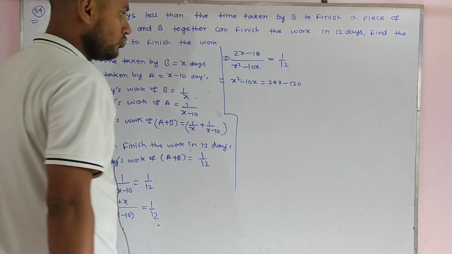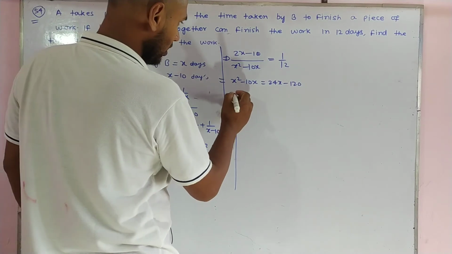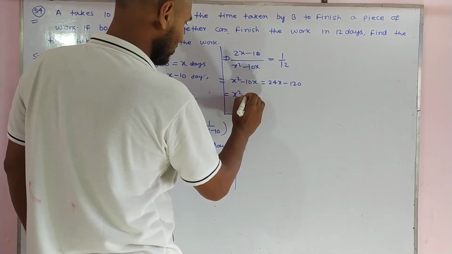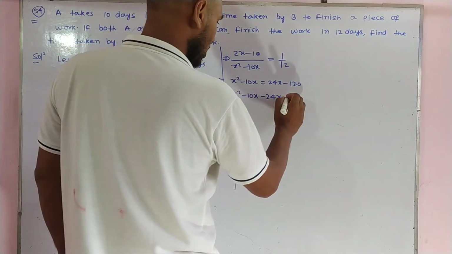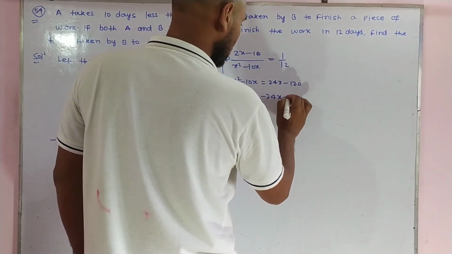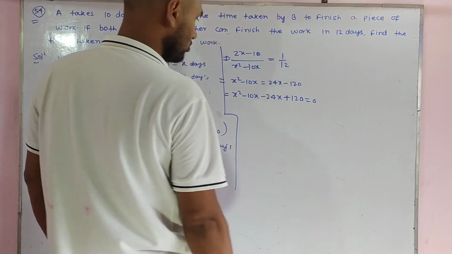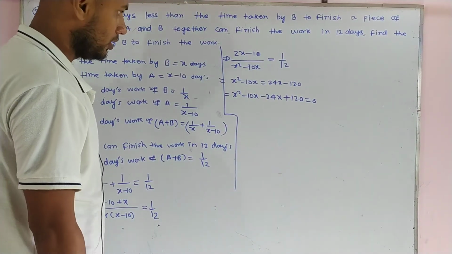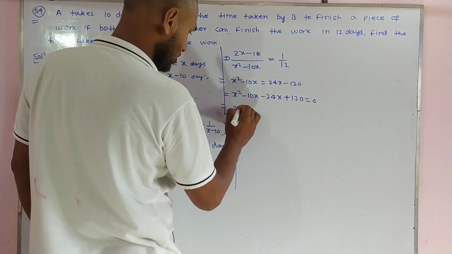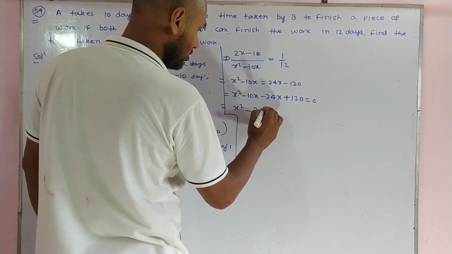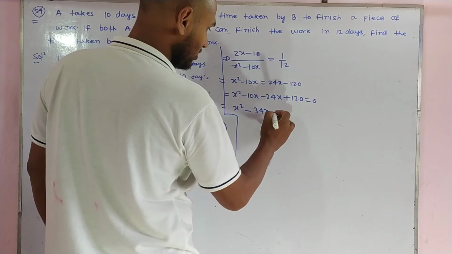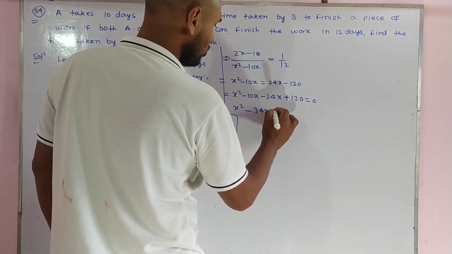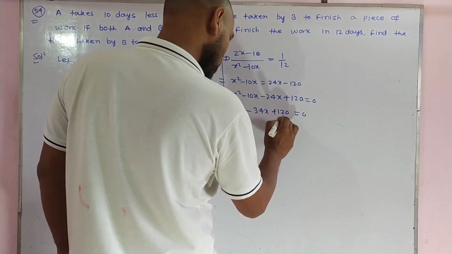Okay, 12 times 2x minus 10 is 24x minus 120, and it will be equal to x square minus 10x minus 24x plus 120, and it will be equal to 0. Okay, and as you solve this equation, you get x square minus 34x, since minus 10x minus 24x becomes minus 34x, and plus 120, and it will be equal to 0.